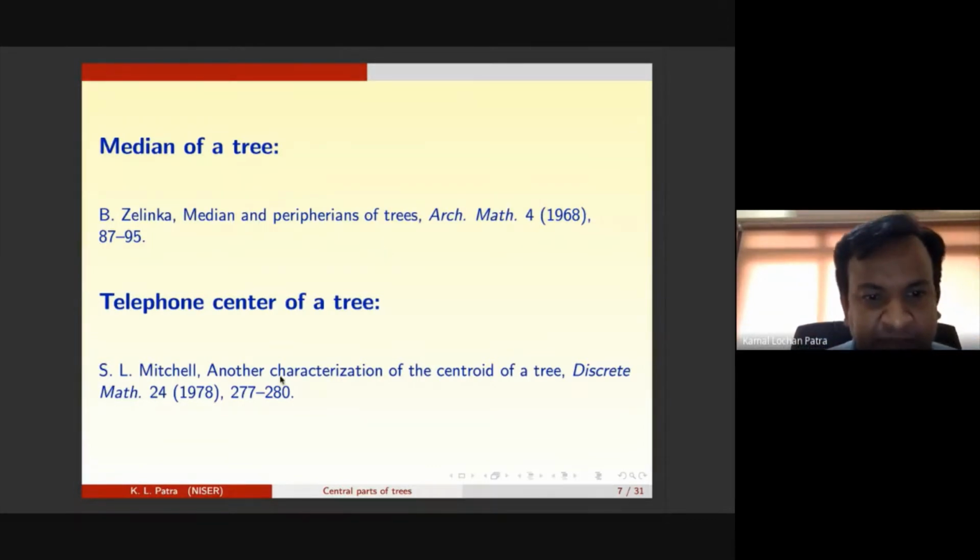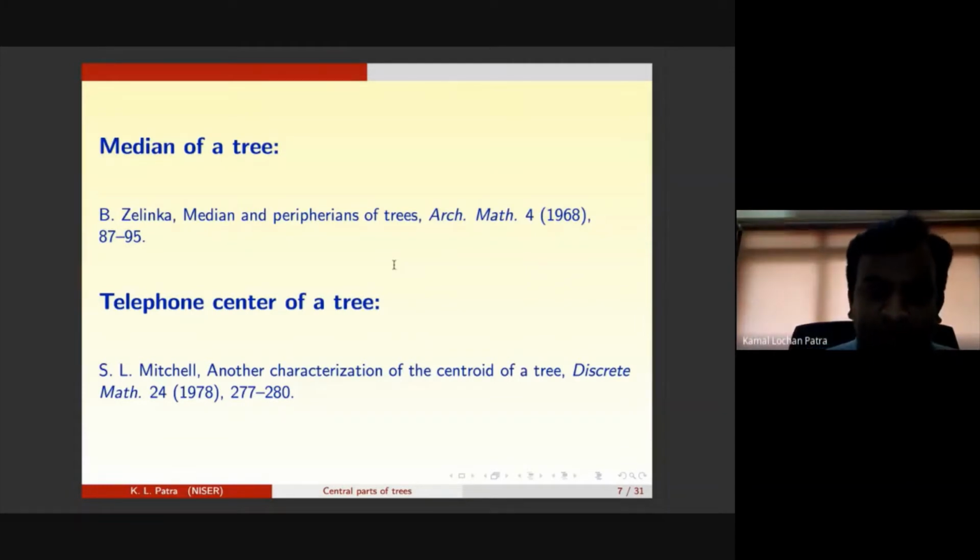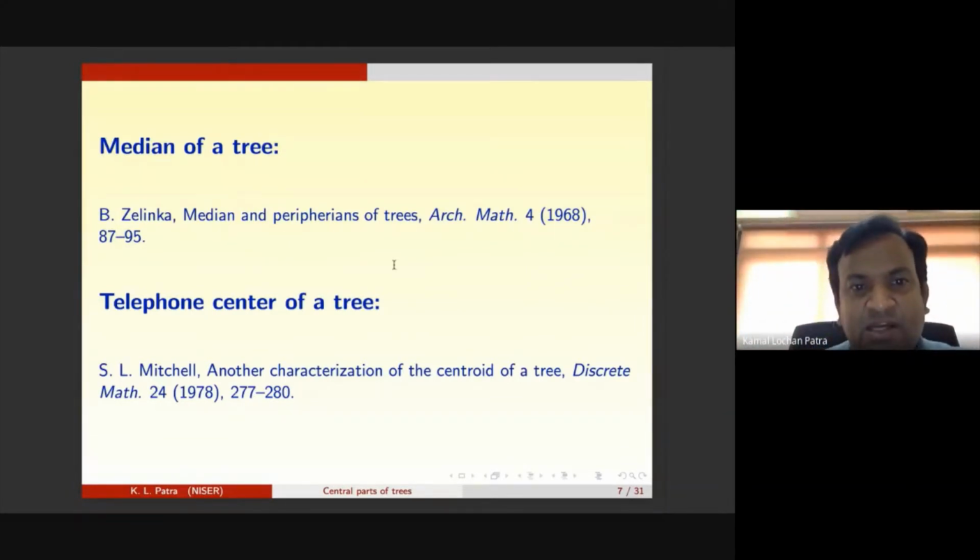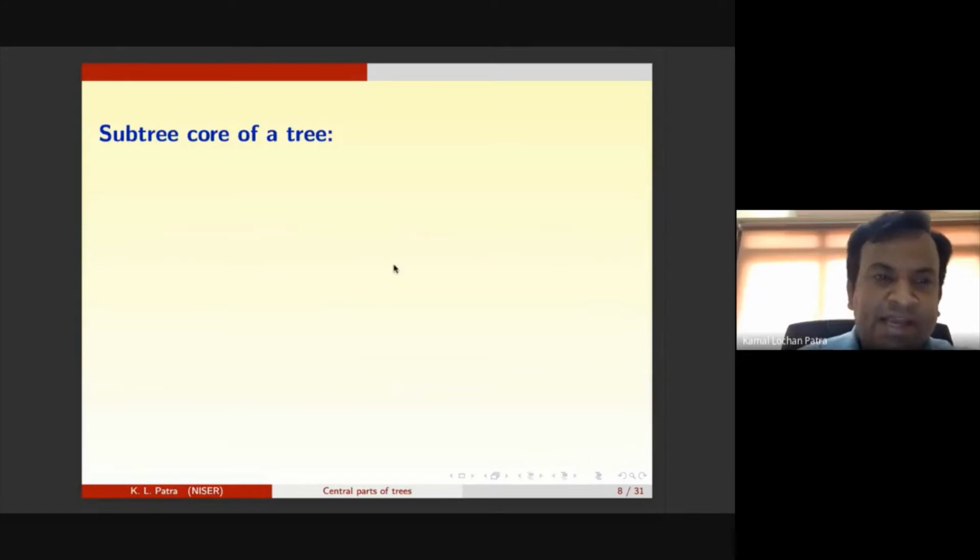So till 1975 there were also similar kinds of definitions related to different central parts, but other than the center, most of them are the same as the centroid actually. And all these definitions, center, centroid, median, and telephone center of a tree, are defined combinatorially. Then, not exactly recently, in 2005, another definition came, called the subtree core of a tree.